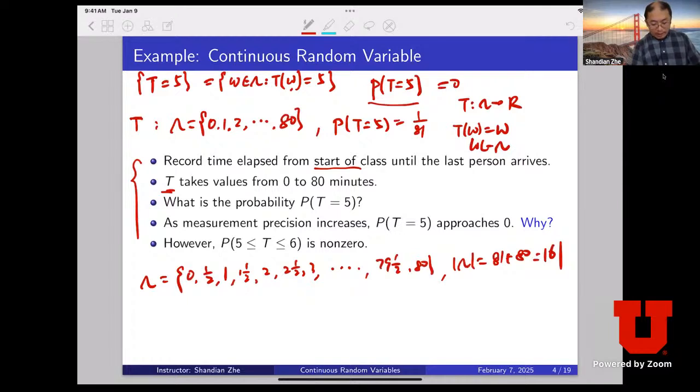So now I want to ask, what's the probability in this new sample space that T equals 5? Yes, 1 over 161, right?